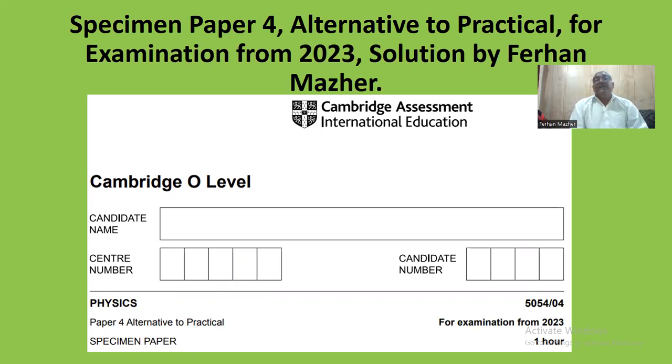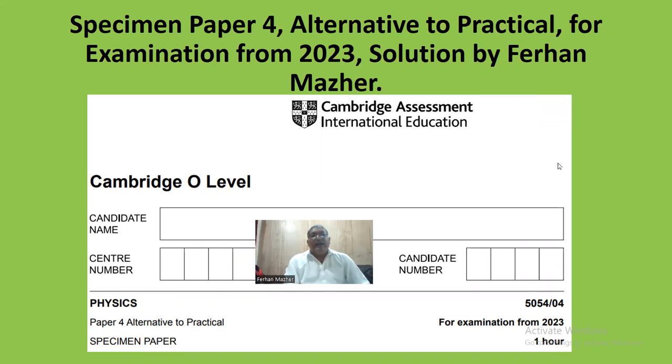Today we are going to work on paper 4. We call it Alternative to Practical, or ATP. In this video, we are going to attempt a specimen paper which Cambridge has issued for the examinations starting from June 2023. So there is a little change now.